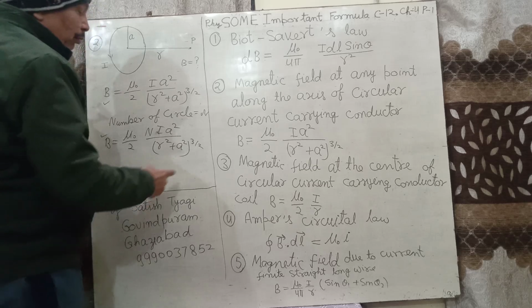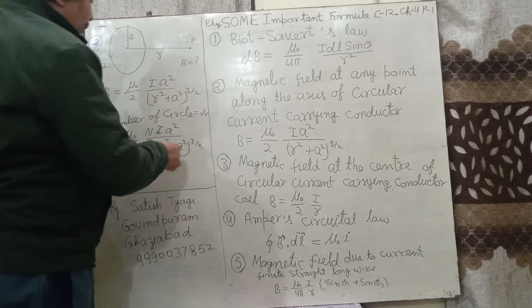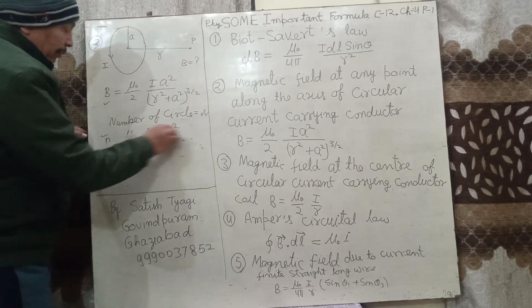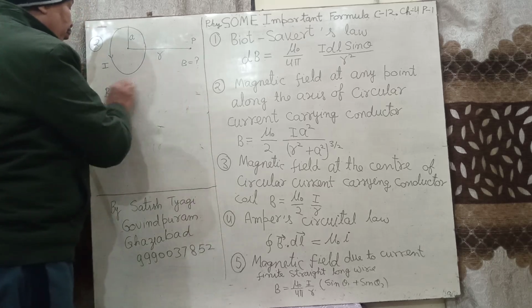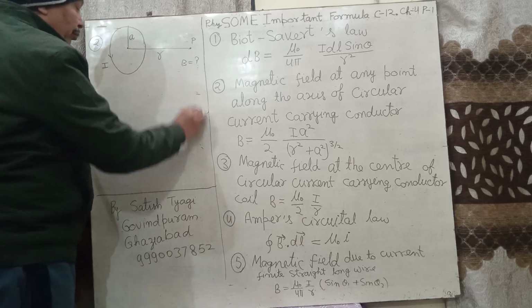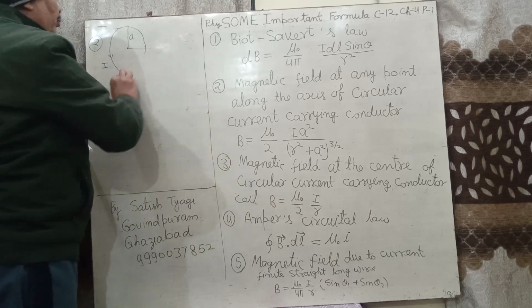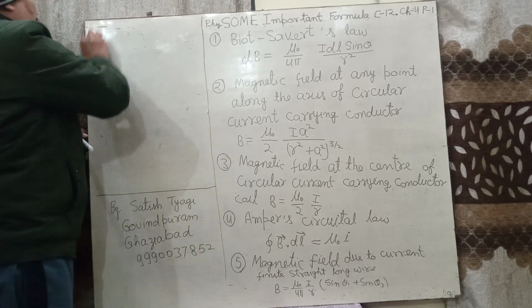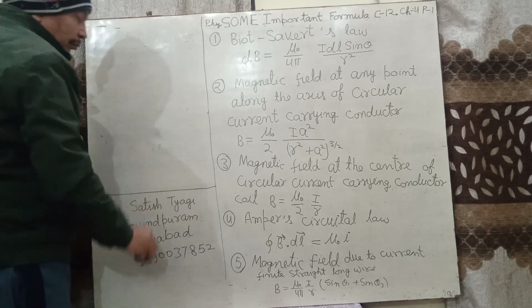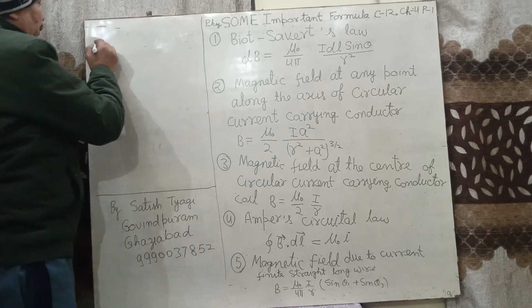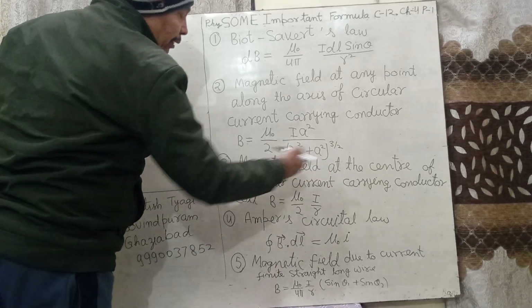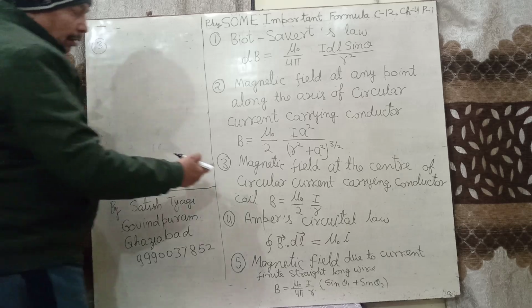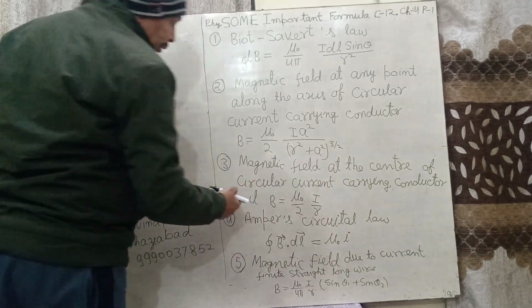Now I am telling you formula number 3. Formula number 3 is the magnetic field at the center of a circular current carrying conductor coil.